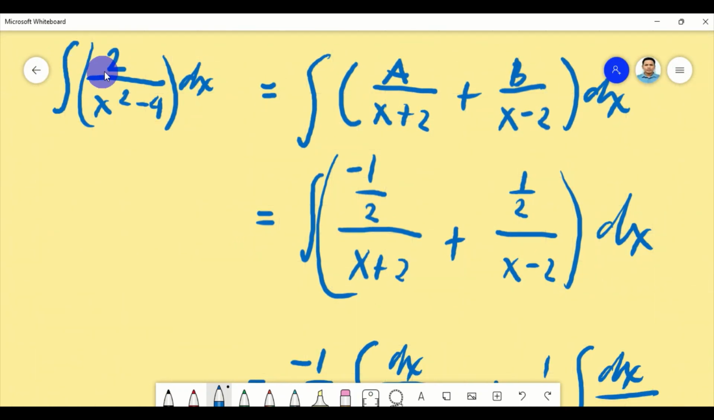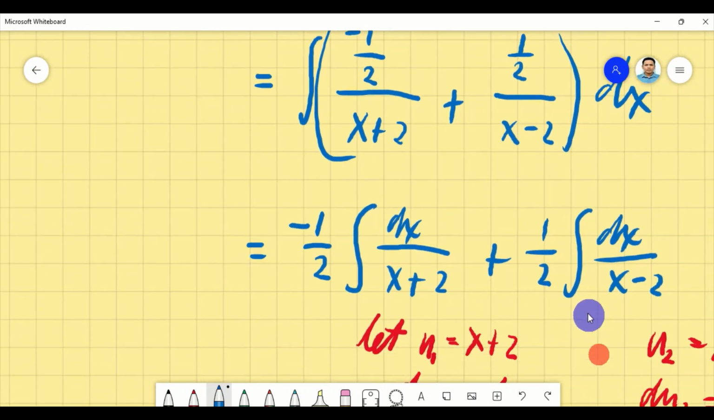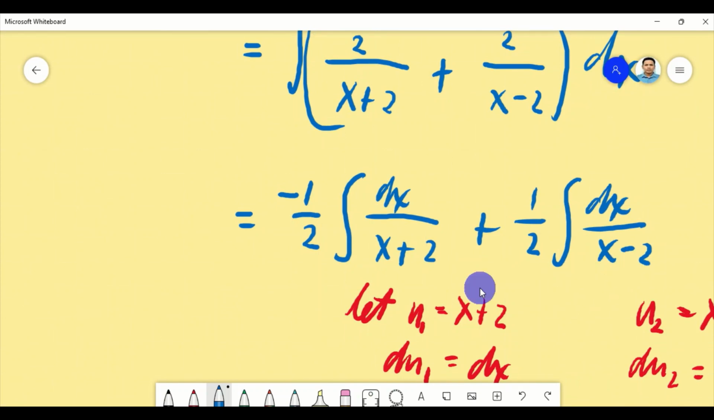So instead of getting the integral of 2 all over x squared minus 4 dx, we need to get the integral of negative 1 half, a is being replaced already, all over x plus 2 plus 1 half over x minus 2 dx. Since your negative 1 half is in the numerator, you can factor that out. So you have negative 1 half times the integral of dx all over x plus 2 plus 1 half times the integral of dx over x minus 2.